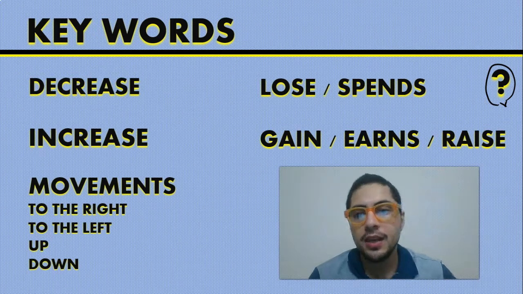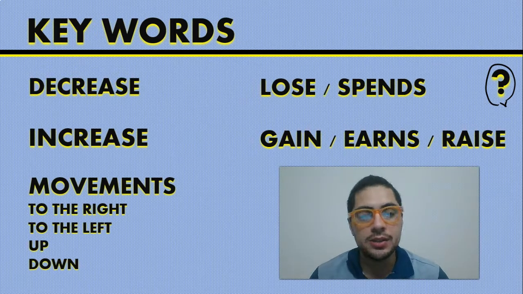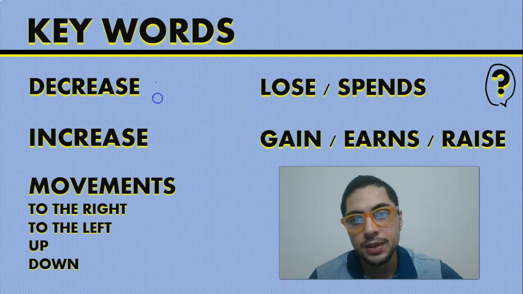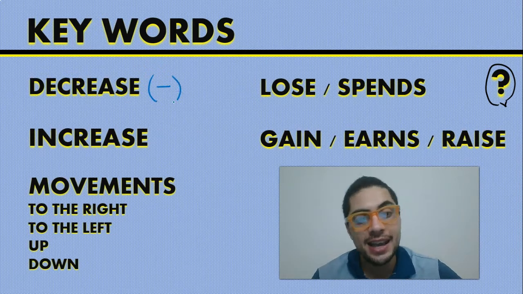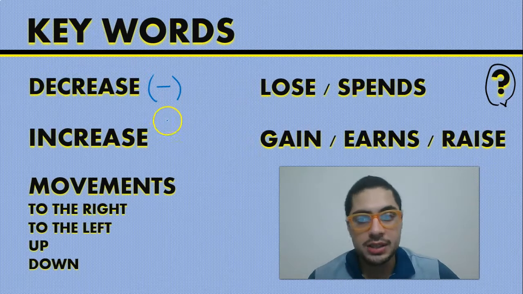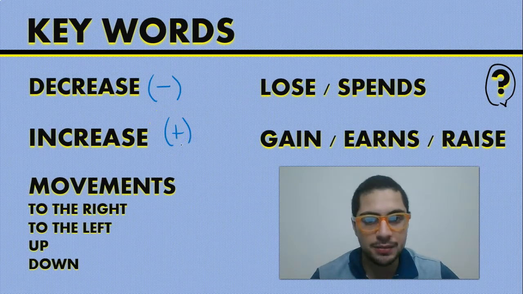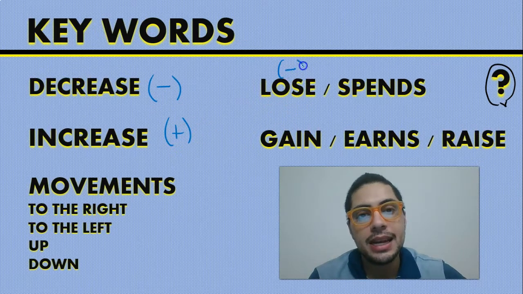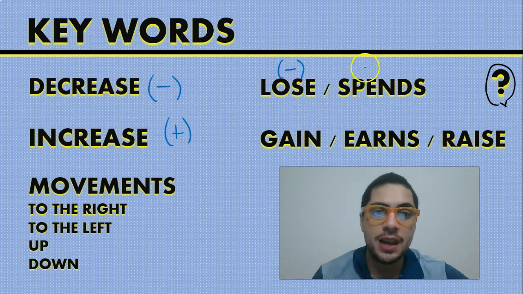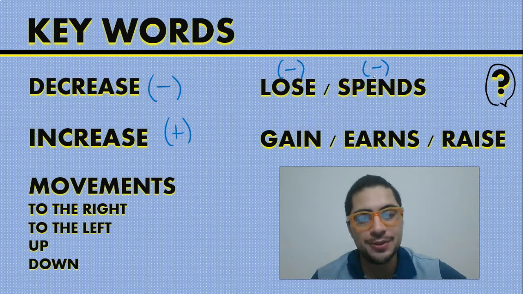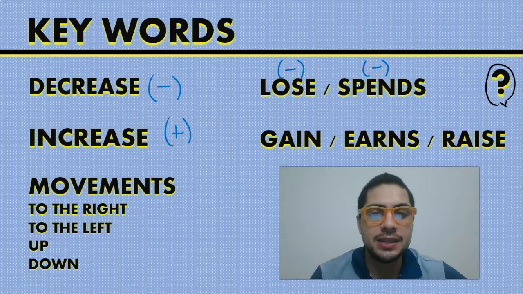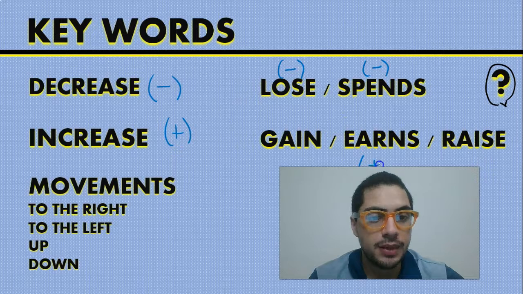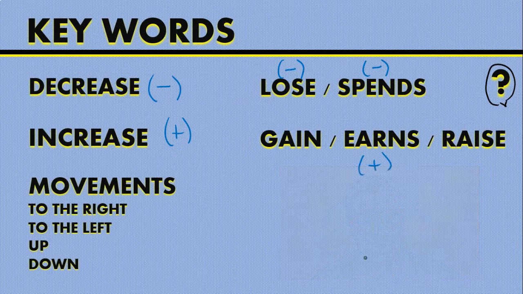So as you can see, there are some keywords like decrease and increase, which are commonly associated with positive and negative numbers. Whenever something decreases in value, we're usually going to represent it by a negative number. When something increases in value, it's going to be represented with a positive number. The same thing goes for losing and spending. For example, someone losing weight, that is going to be represented by a negative number. And someone spending money is also going to be represented by a negative number. The opposite is for gaining, earning, or raising. Money, temperature, it's going to be associated with a positive number.